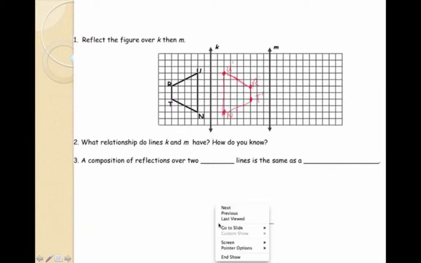So R, to get to that line, 1, 2, 3. There's R prime again. U goes 1, 2, 3, 4, 5, 6, 7. N is also going to go 7. And T is also going to go 3. So we end up with this.